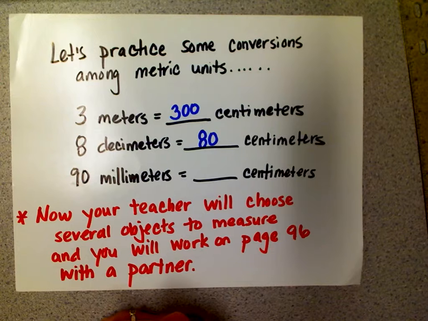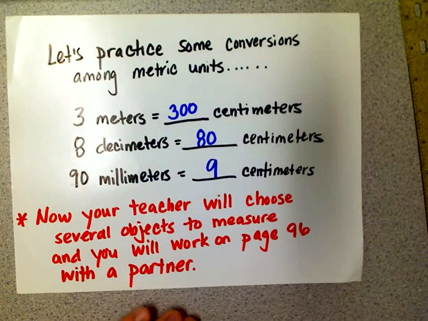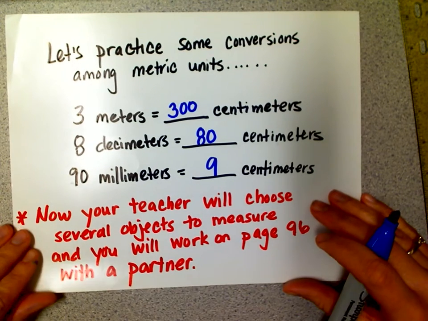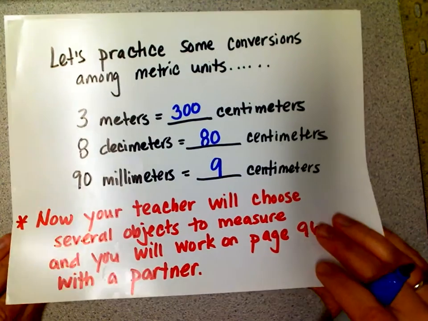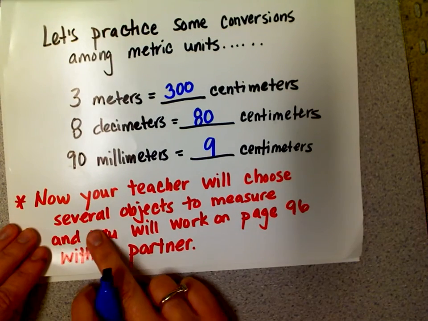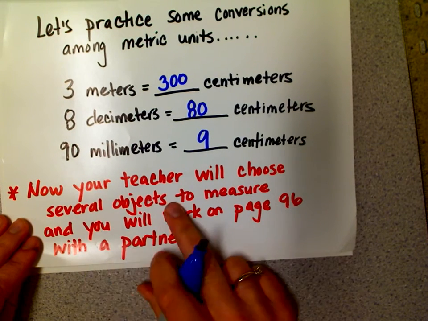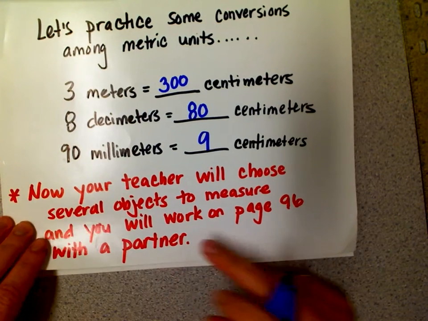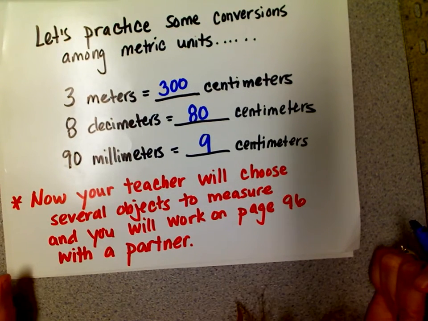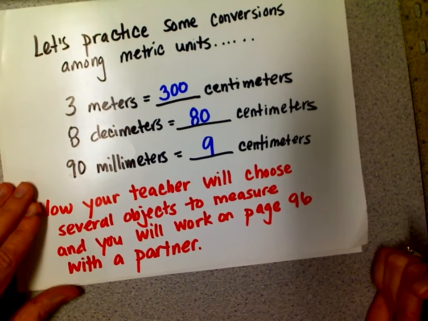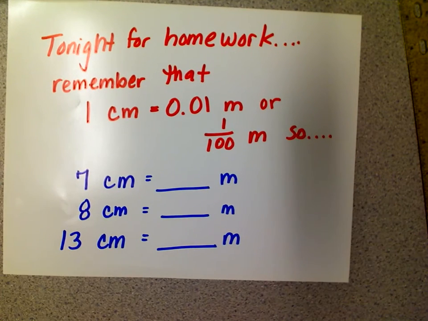Okay, if you said 90 millimeters, remember there's 10 millimeters in 1 centimeter, 90 millimeters is 9 centimeters, then you are correct. Now, you are going to be working on a workbook page, page 96. Your teacher will choose several objects to measure that you will work on. So once your teacher has given you the objects that you are measuring, you can begin that work with your partner. Before you do that, I quickly want to talk about tonight's homework.